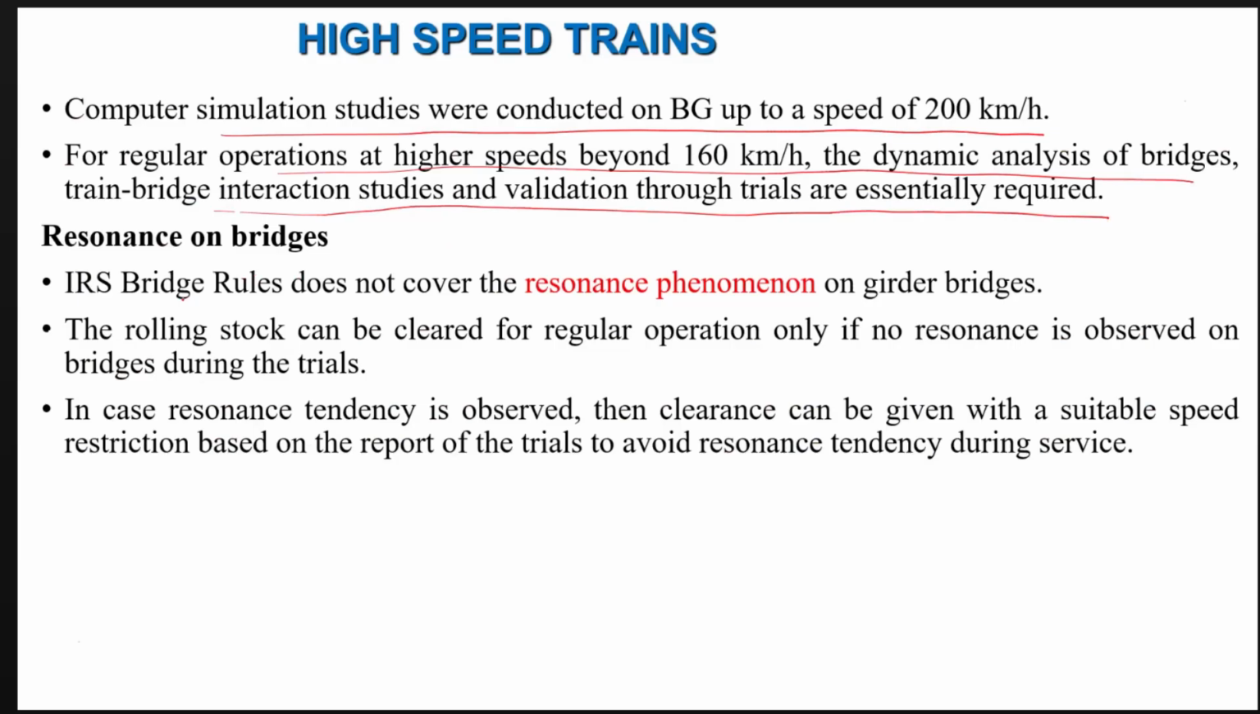Regarding resonance of bridge, the IRS bridge rules don't cover any phenomena about resonance. So this rolling stock can be cleared for regular operation if no resonance is observed during the bridge trial. So the bridge can be cleared only for the same configuration by checking the COCR. In case resonance tendencies are observed, the clearance can be given with a suitable speed restriction, based on the report of the trial, to avoid resonance tendency during service.